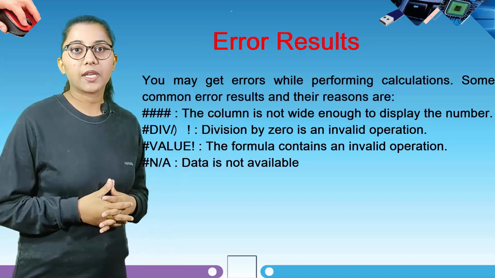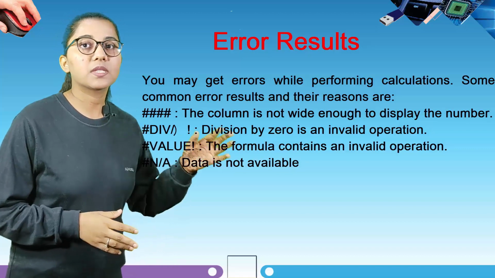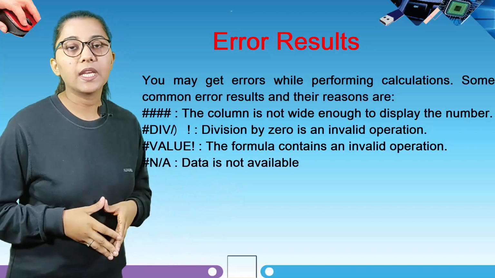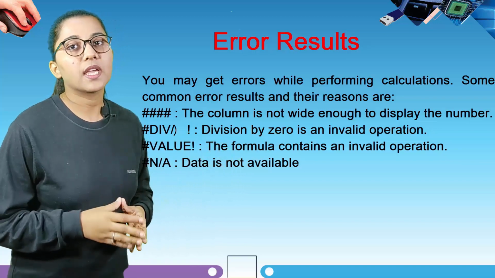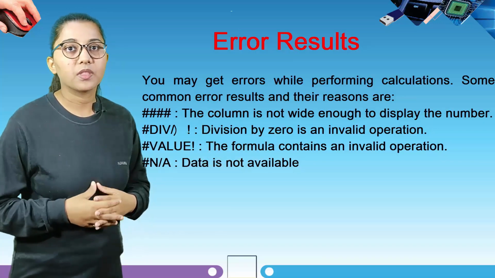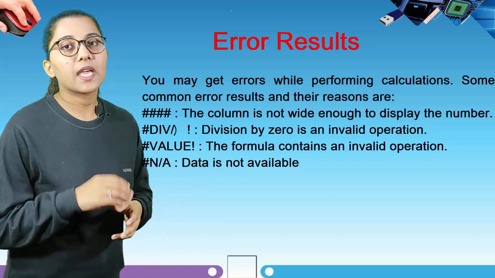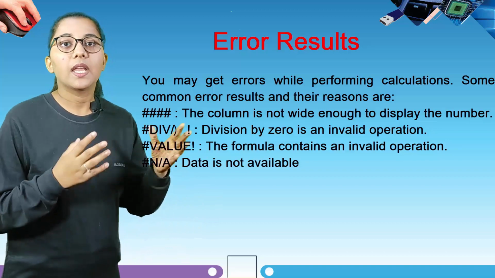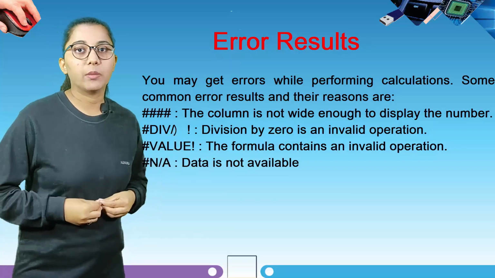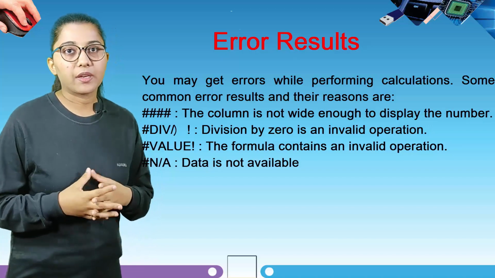So our first character means the column is not wide enough to display the number. Then our second character means division by 0 is an invalid operation. Then our third character means the formula contains an invalid operation, and our last character means data is not available. So students, this is it for error results.